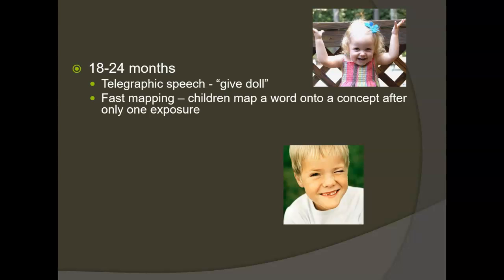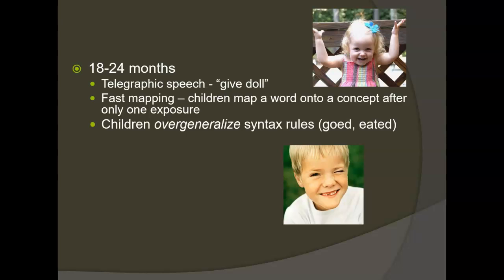And then they do something called fast mapping, which is extraordinary to watch and to listen to. Children will map a word onto a concept. We've talked about concepts, like a chair. They'll map a word onto a concept after only one exposure. And it is amazing. Their language just takes off.